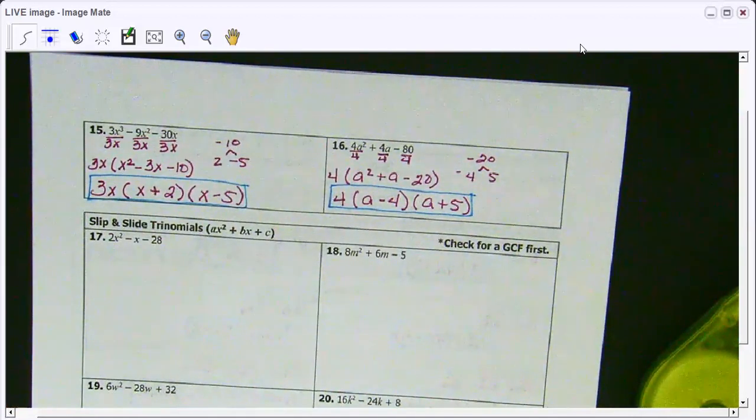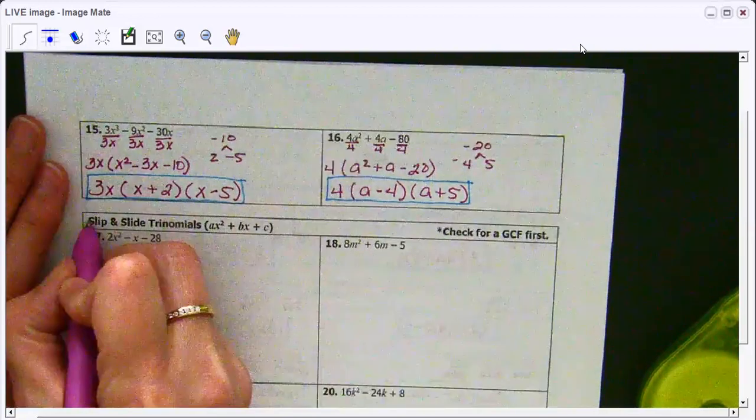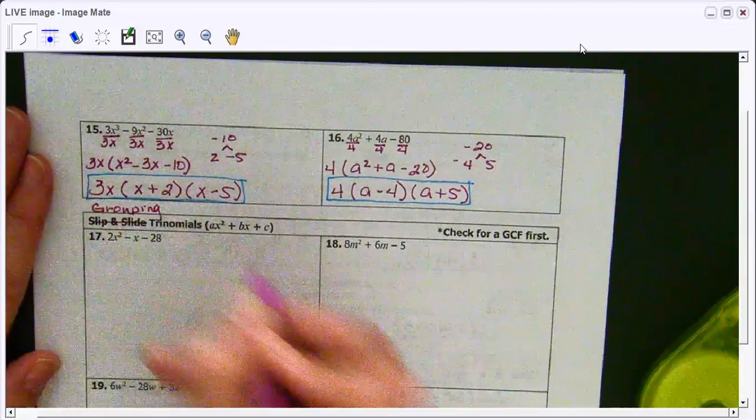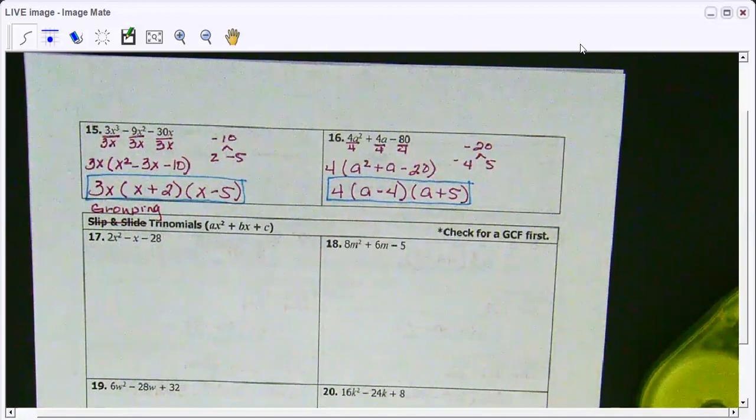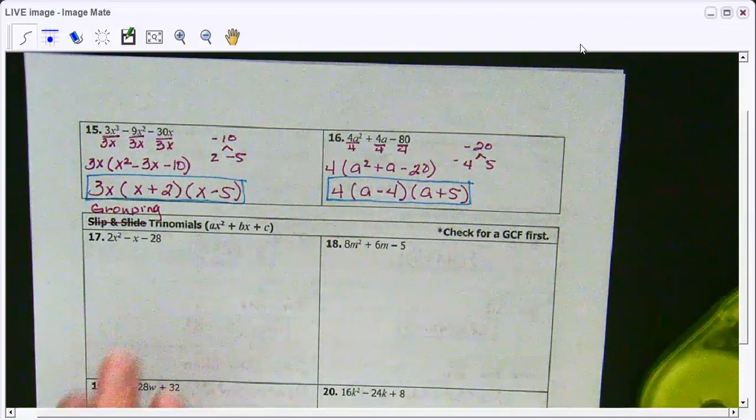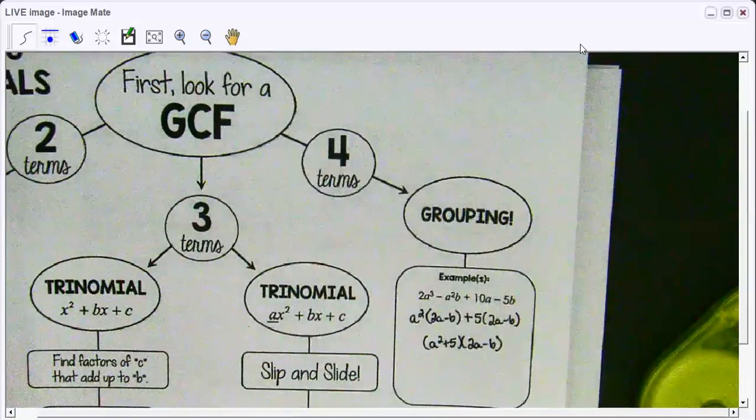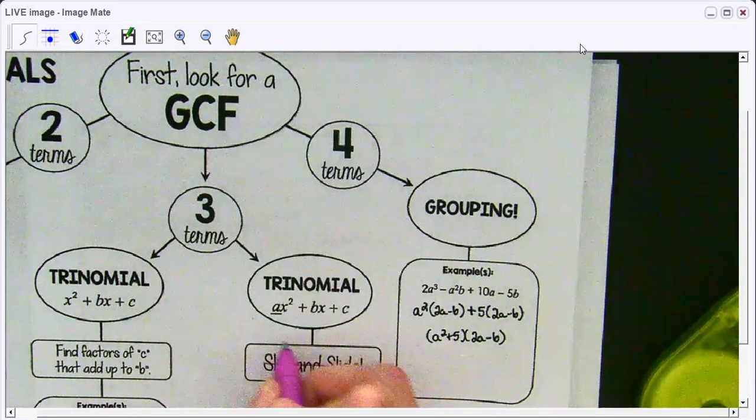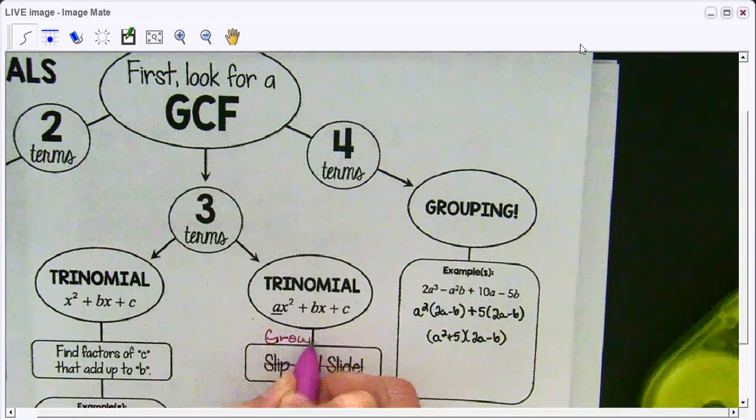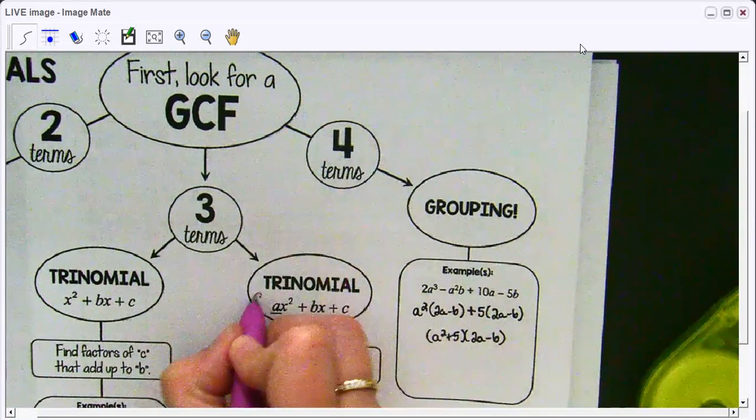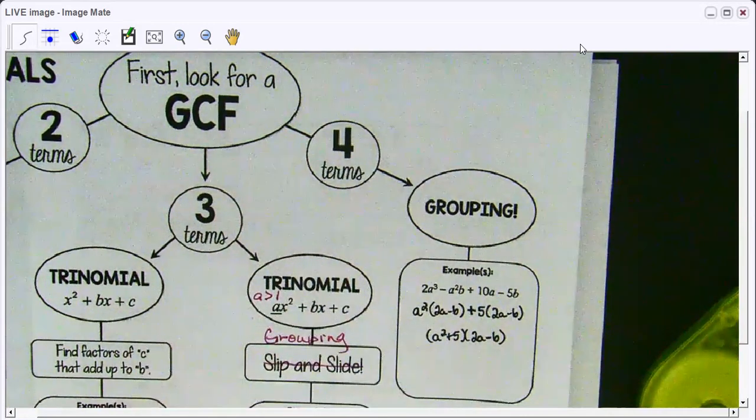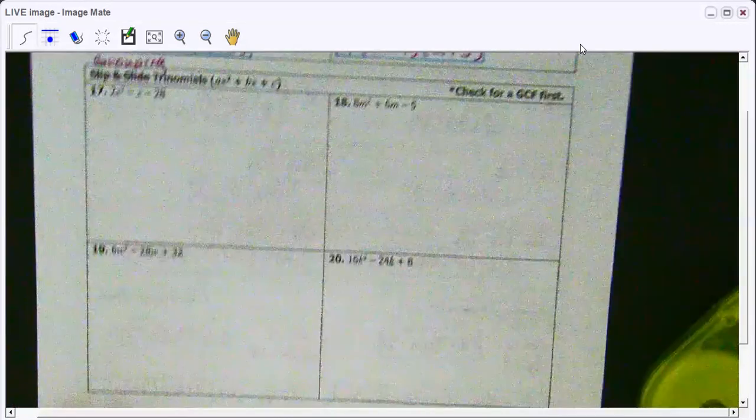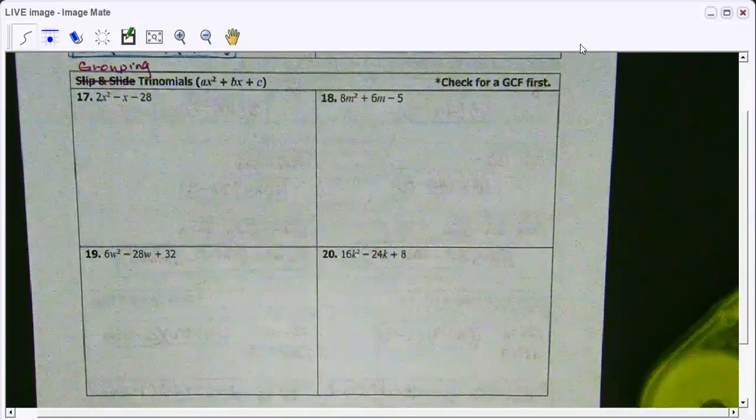Okay, this next section should be grouping. Remember, if you don't remember how to do this, look on our graphic organizer where it says grouping: trinomials where a is greater than 1. And this is an example right here of how to do that. So this is what you're going to do on problem 17 through 20. So that's what we should be working on right now.